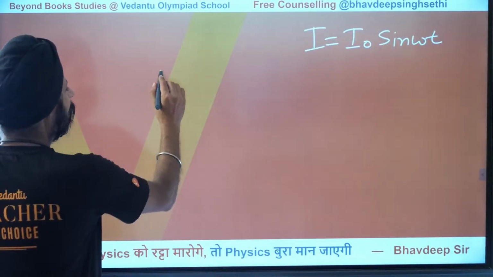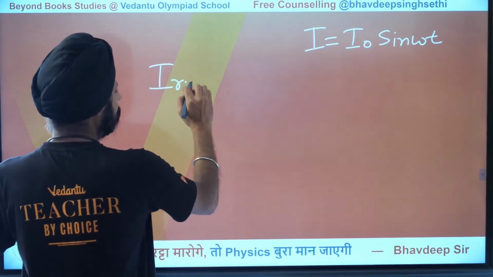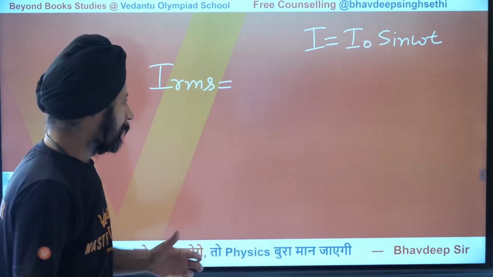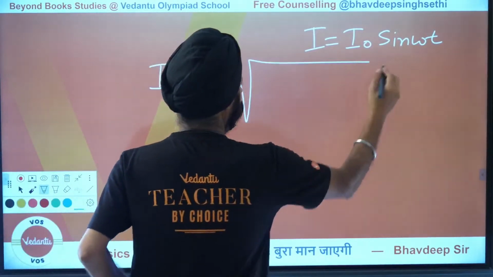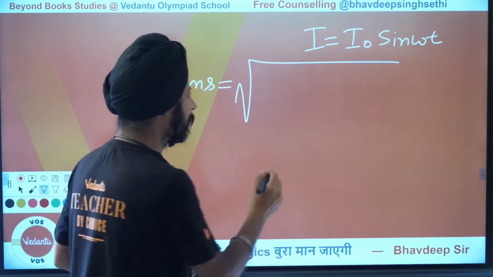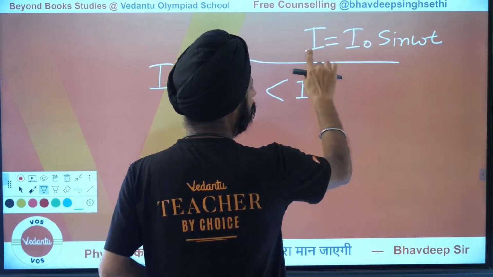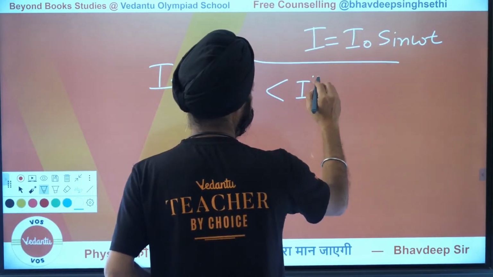So what will be IRMS? IRMS is going to be root mean square. So root of mean of squares. So I would like to find the mean of squares. So square of this, as in square of this.